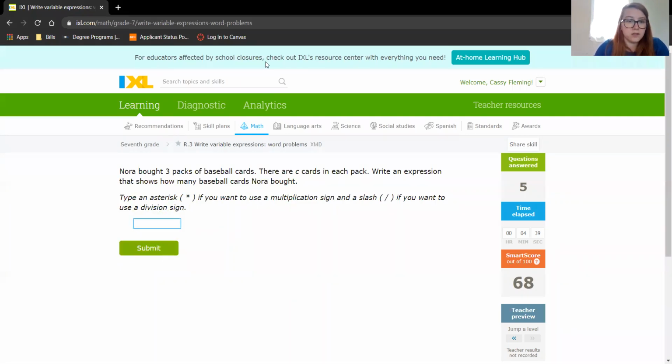It says, Nora bought 3 packs of baseball cards. There are C cards in each pack. Write an expression that shows how many baseball cards Nora bought. So there are 3. There are C in each pack. We need to write an expression to find how many. So we know there's 3. We're not getting rid of or losing cards. We're figuring out how many total. So we would have to multiply. So it's 3, and I'll try to draw an asterisk, C. So that's our expression, 3 times C.